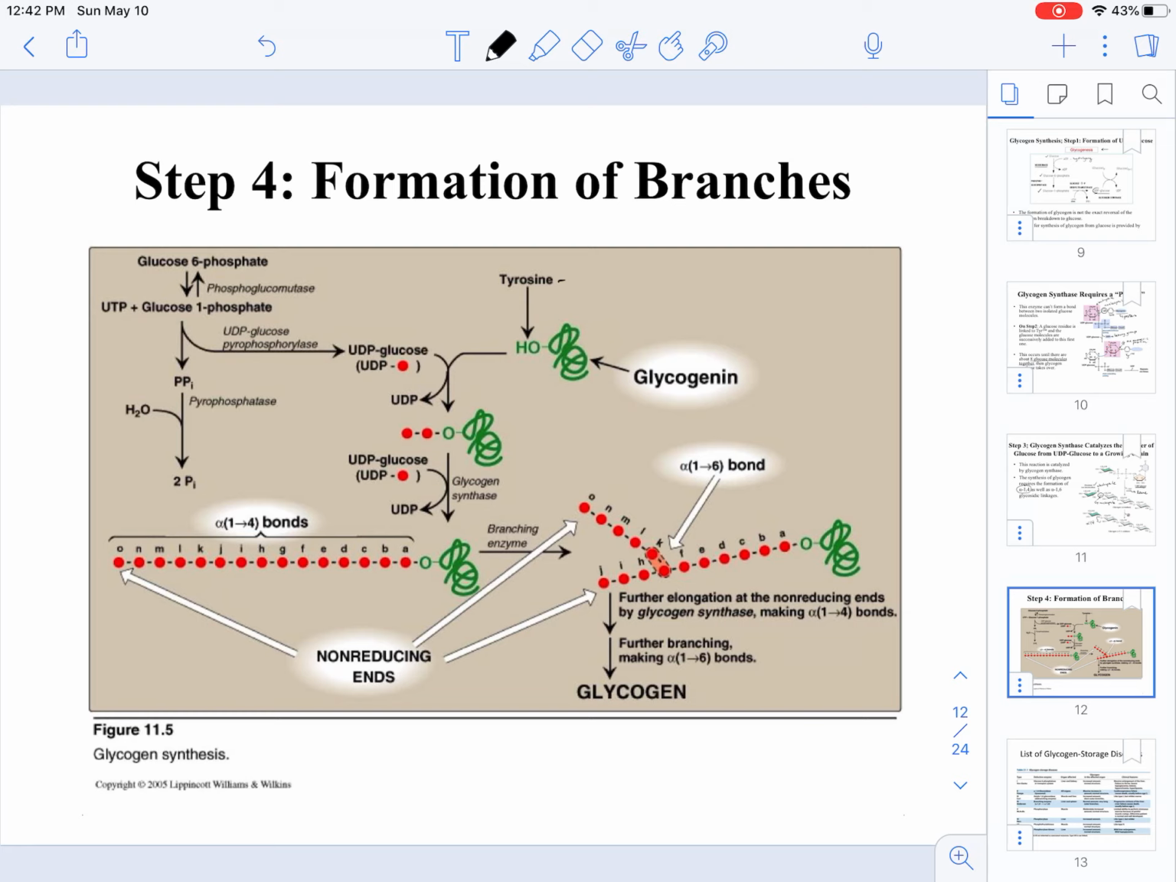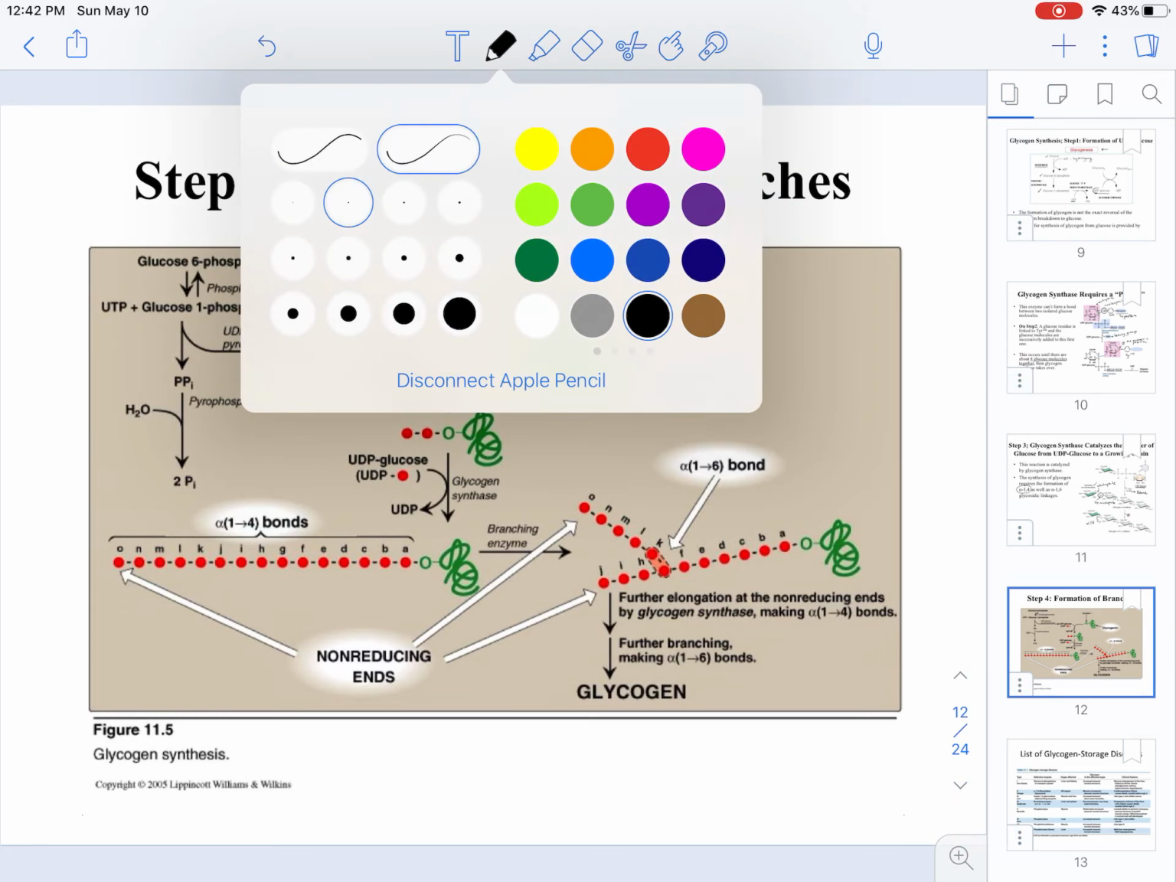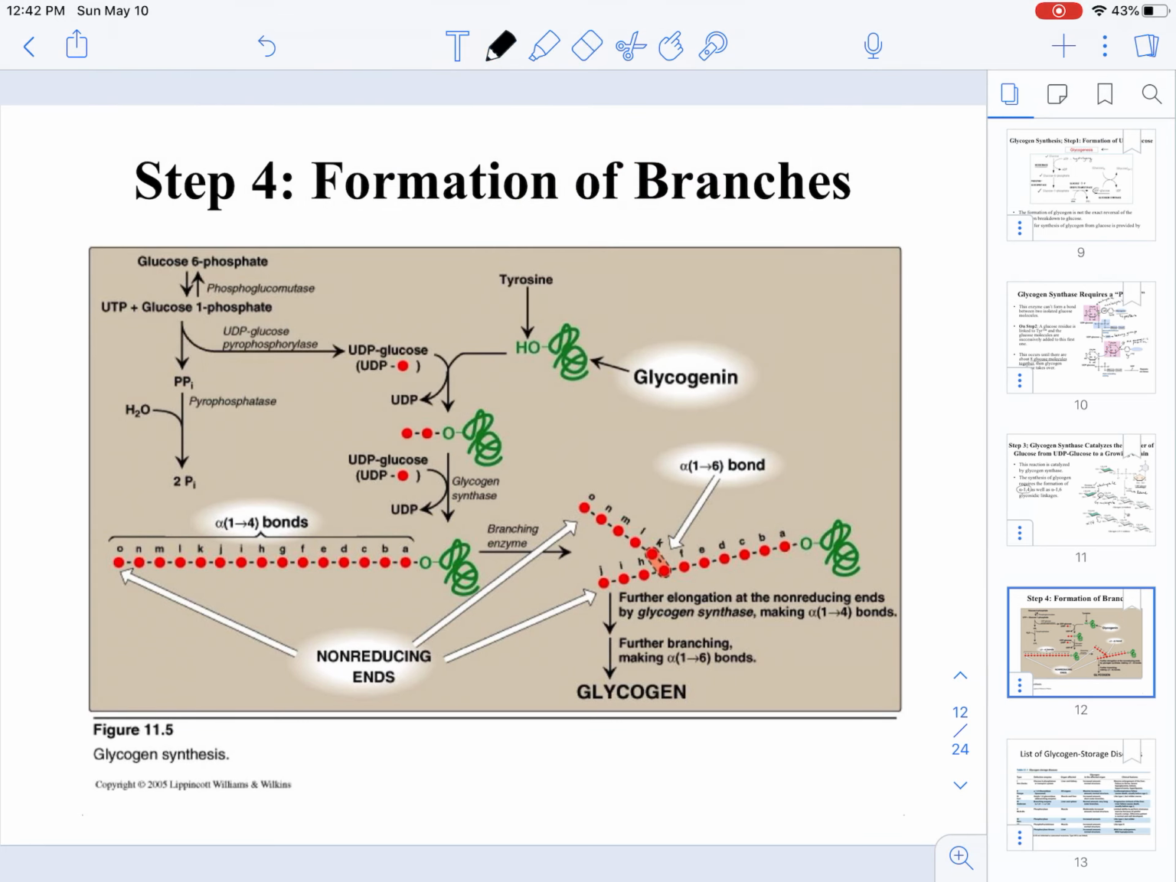But remember, a glycogen molecule is actually a molecule that has branches. So on step 4, we are going to be forming those branches. We have already discussed that the tyrosine, specifically in glycogenin, is going to be incorporating some glucose molecules utilizing as a substrate UDP glucose. Remember, after there is some incorporation of these glucose molecules, then glycogen synthase is going to take over. And as you can see, glycogen synthase also utilizes UDP glucose as a substrate to make specifically alpha 1,4 bonds.